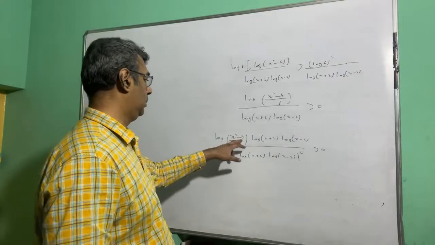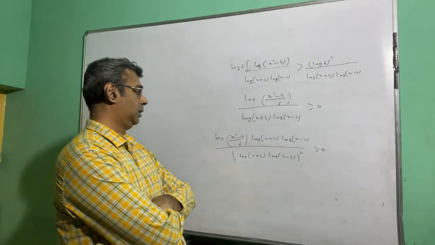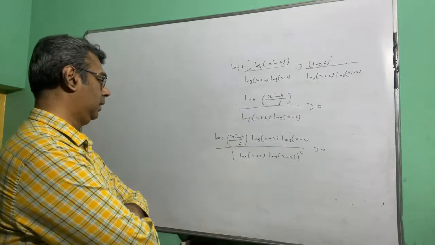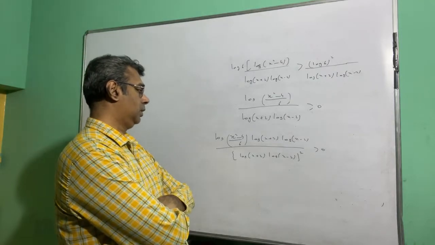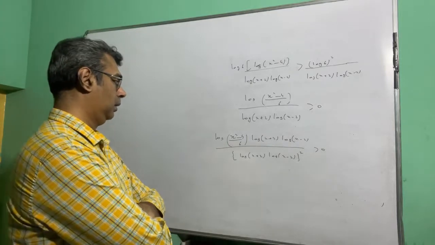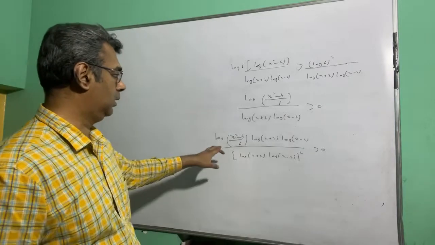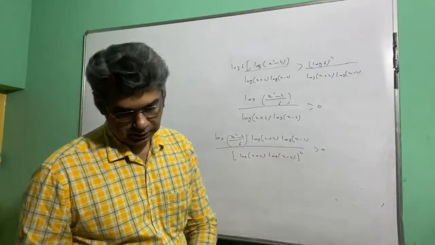So log x square minus 4 by 6 into log x plus 2 into log x minus 2 divided by log x plus 2 into log x minus 2 whole square is greater than 0. So this is what we are getting. So we are getting product of 3 logs, this into this into this is greater than 0.